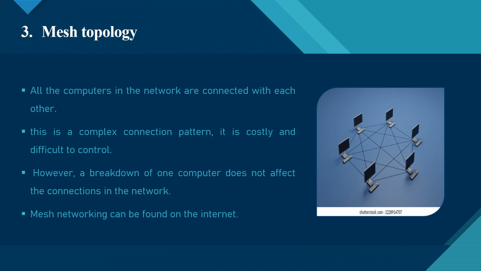Mesh topology. All the computers in the network are connected with each other. This is a complex connection pattern. It is costly and difficult to control. However, a breakdown of one computer does not affect the connections in the network. Mesh networking can be found on the internet.